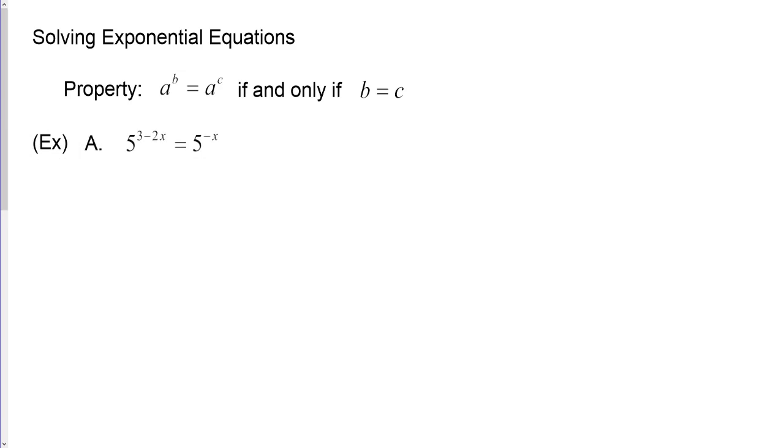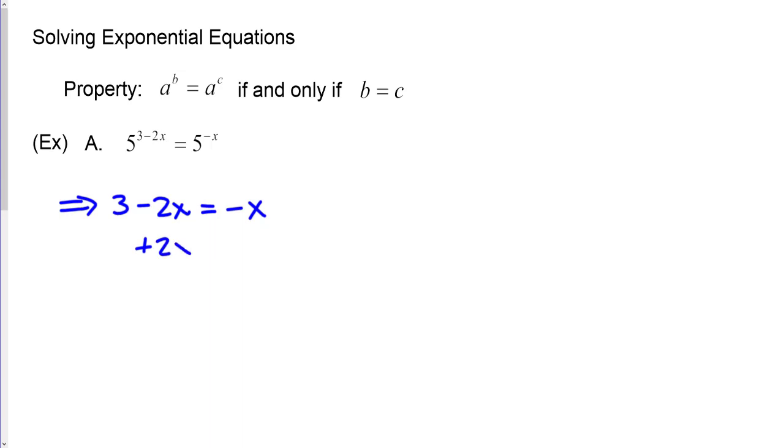So our first example asks us to solve 5 to the 3 minus 2x power equals 5 to the negative x power. Now, the bases here are already the same, so I don't need to do any work in getting those to look the same. What I need to do is just simply start off by saying, okay, since the bases are the same, the only time that's going to happen is when the exponents are also the same. So I can immediately just start this problem off by changing it into 3 minus 2x equals negative x. Just solve only the exponents.